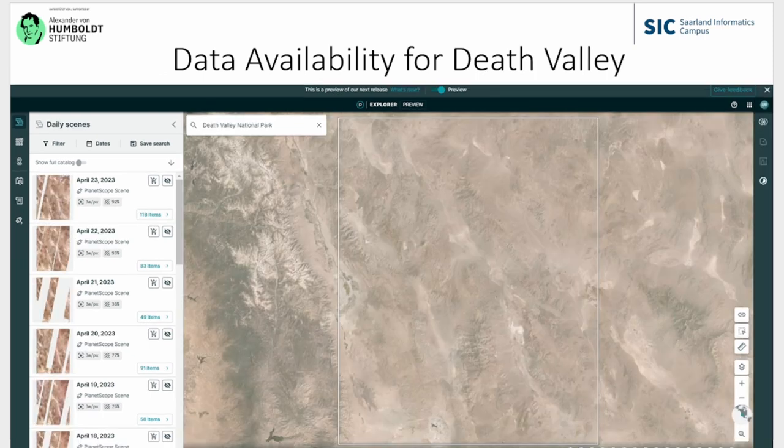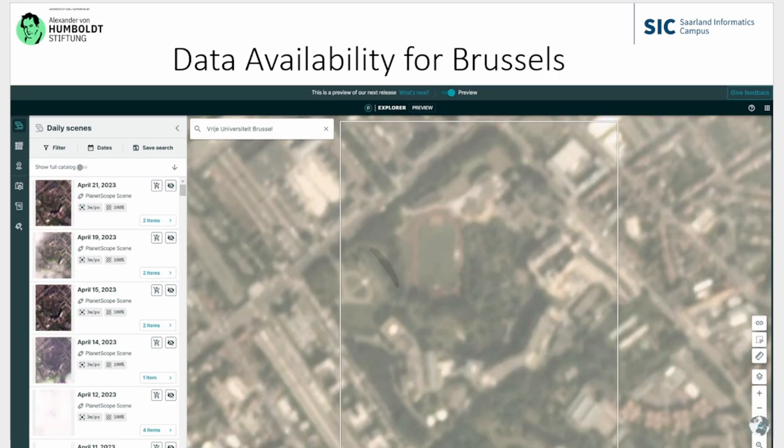Data availability is much better though. Here, for most days in Brussels, you have a picture. Where you don't have a picture is due to 100% cloud coverage. For example, for Death Valley, you have a picture every day. There are very, very few clouds there.